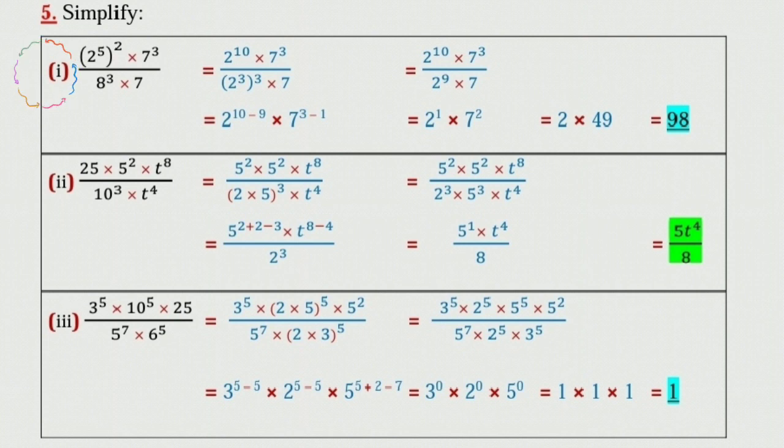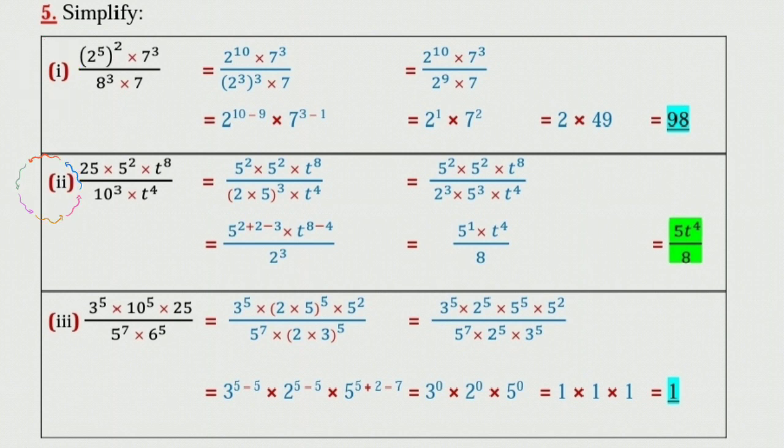Sum number 5, simplify. First one: (2^5)^2 × 7^3 upon 8^3 × 7. Students, now simplify this first, that is 2^10 × 7^3 upon 8^3. Now 8 cubed is given, so we can write 8^3 as (2^3)^3 × 7, which is equal to 2^10 × 7^3 upon 2^9 × 7. Now simplify this further, that is 2^(10−9) × 7^(3−1), which is equal to 2^1 × 7^2, which is equal to 2 × 49, which is equal to 98. It's clear, everyone? Very good.